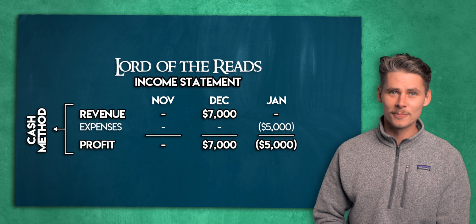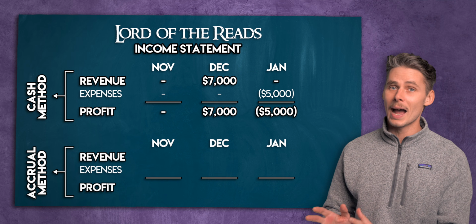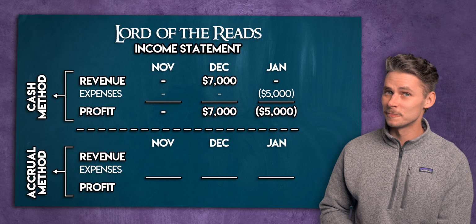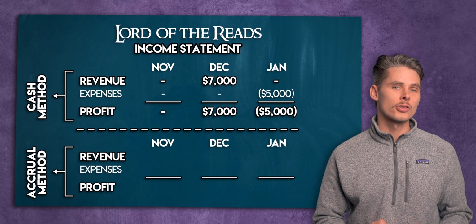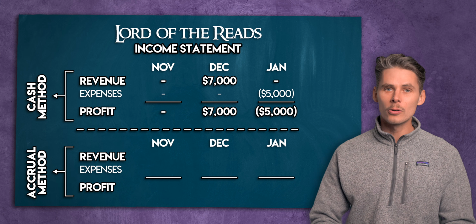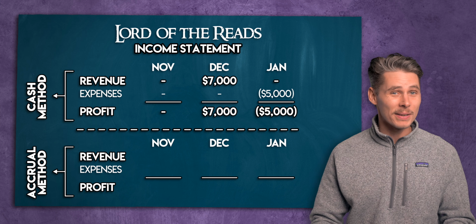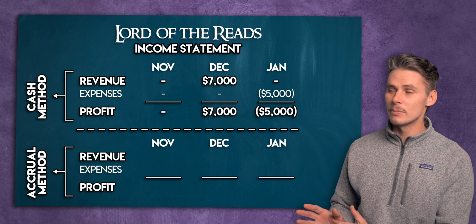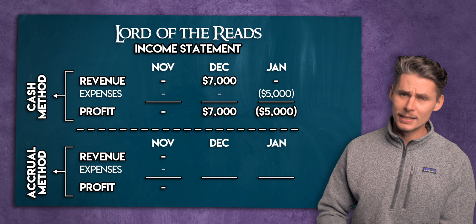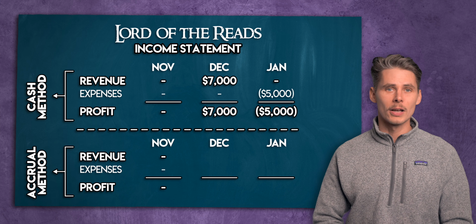Indeed, there is. Let's run through the same 3 months using the accrual method and see what happens to the income statement. In November, we receive $5,000 worth of books from the publisher on credit. Under accrual accounting, no revenue has been earned and no expenses have been incurred, so the income statement is blank. Profit is 0.